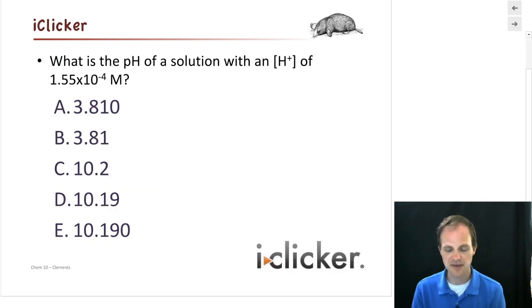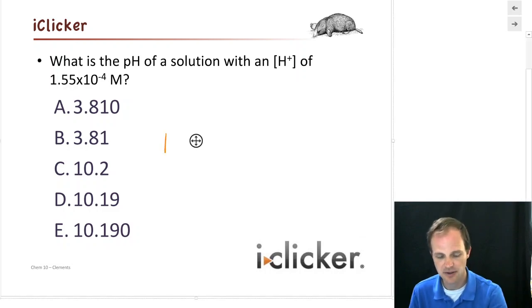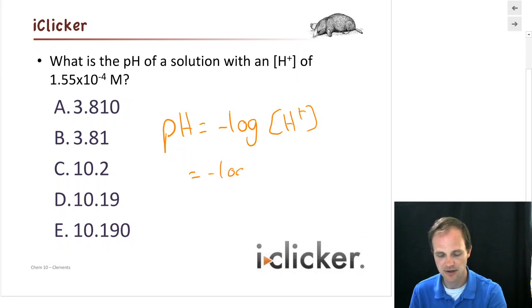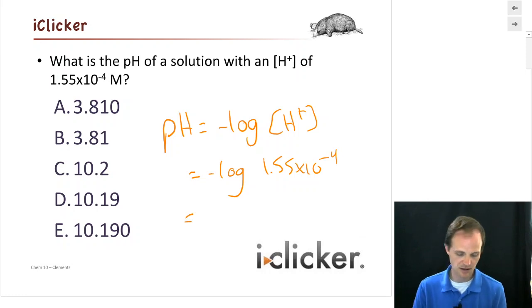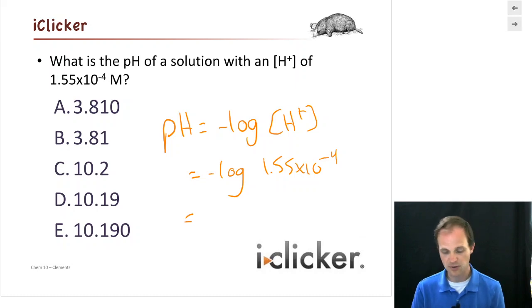How about this one? What's the pH of a solution with an H plus of 1.55 times 10 to the minus fourth molar? Again, pause. Okay. Here we know that pH is the negative log of H plus. And so we just get the negative log of 1.55 times 10 to the minus fourth. Plug that into a calculator. Negative log of 1.55 times 10 to the minus fourth. You get 3.80966.